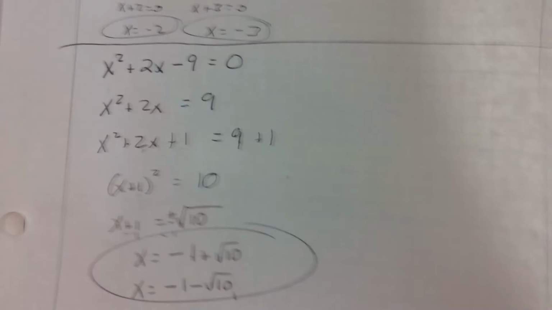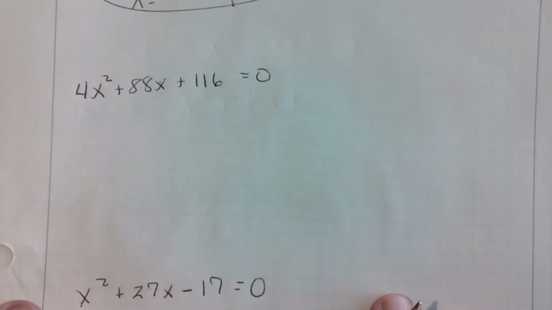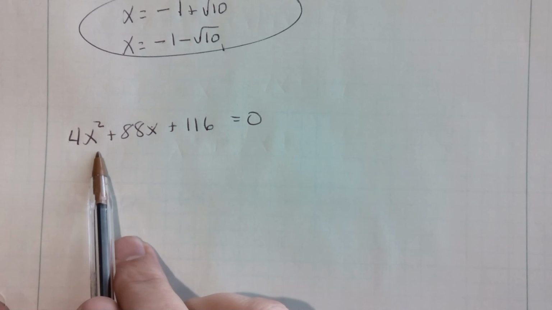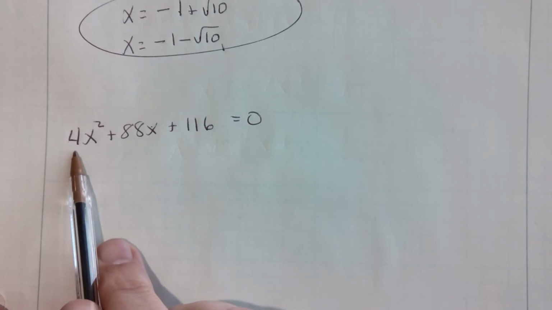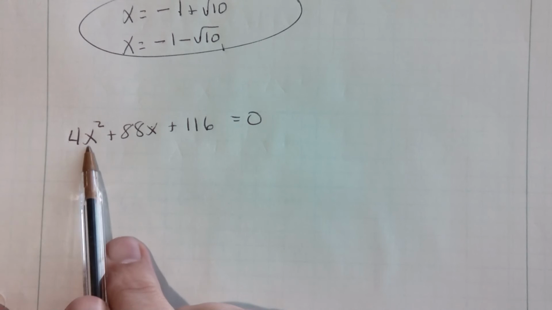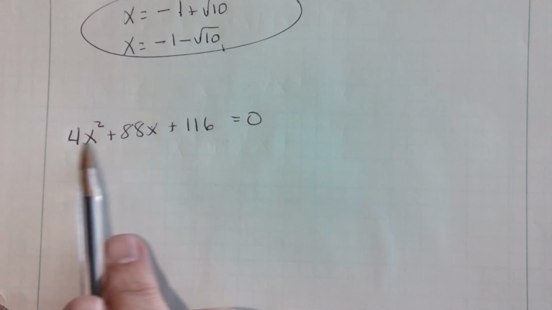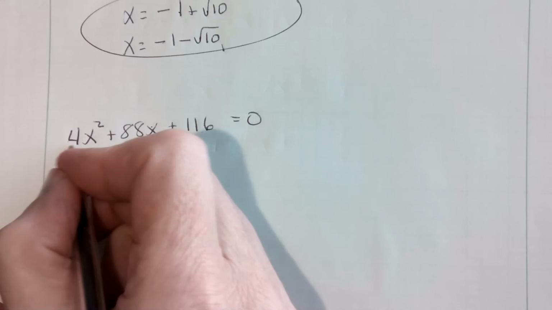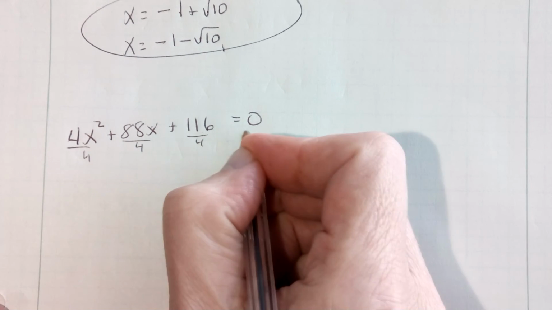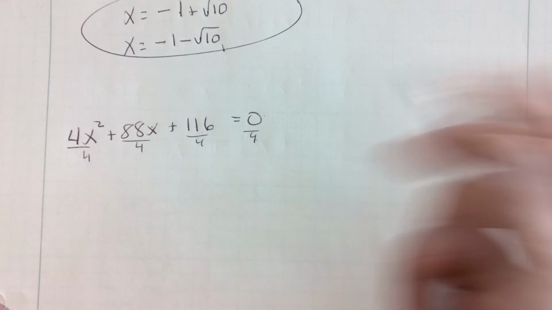So let's do another one. With this one, again, the most important thing about completing the square is that this 4 in front of the x squared needs to be a 1. We need a leading coefficient of 1 in order to complete the square. And most likely, all three of these numbers are divisible by 4. That would be the first thing I do. I'm going to divide both sides of this equation by 4, because what's 0 divided by 4? It's still 0. I can do that.